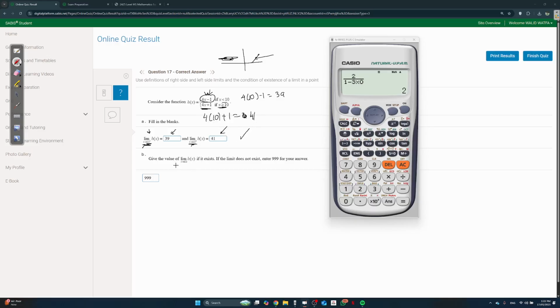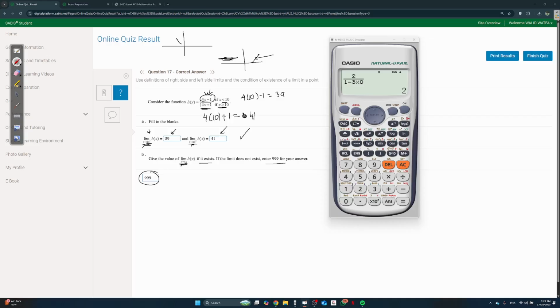So now they're saying give the value of limit h of x as it approaches 10, if it exists. So now we did 10 plus, we did 10 minus. Now they're saying as it approaches 10, no plus, no minus. If it does not exist, enter 999. The answer is 999 because it does not exist. Why does it not exist? For a limit at the point of continuity to exist, the function must be continuous. And what does it mean when the function is continuous?